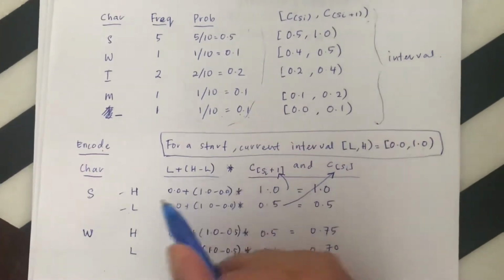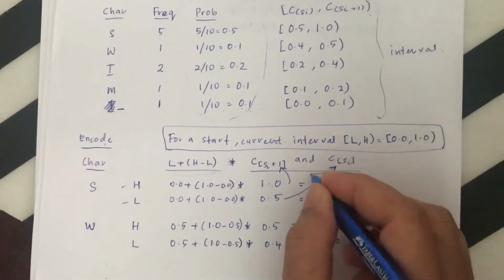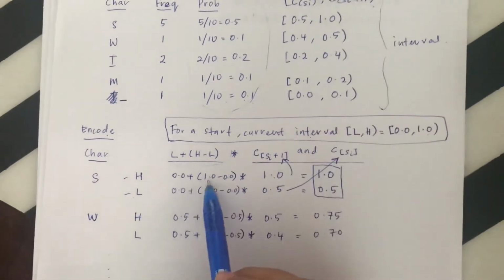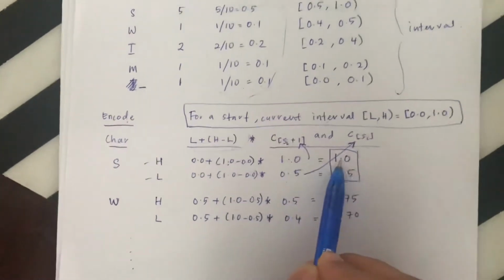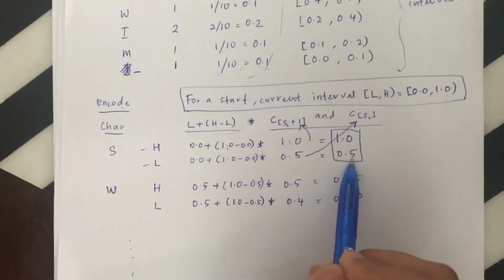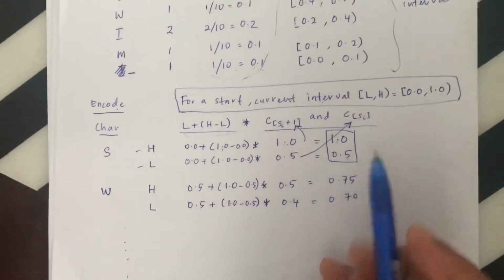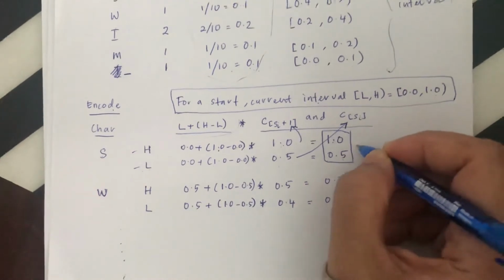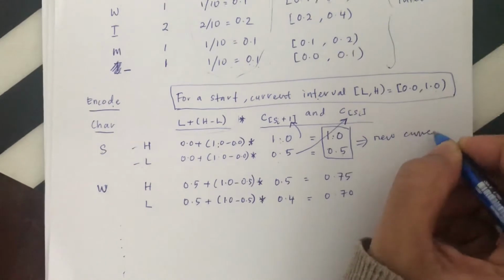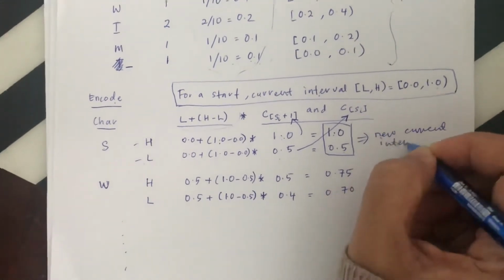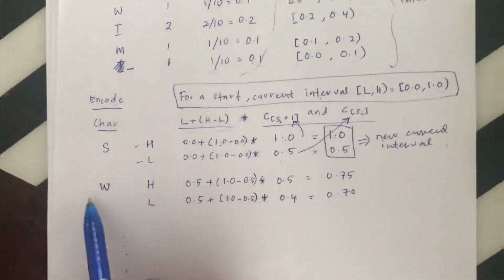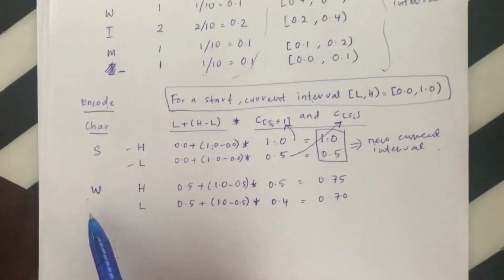Then you will get the new interval. 1 multiplied by 1 is 1, and 1 multiplied by 0.5 is 0.5. So this will be the new current interval that you refer to for the next character to be encoded.